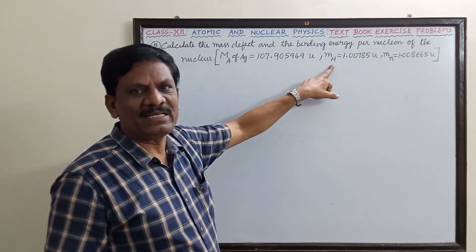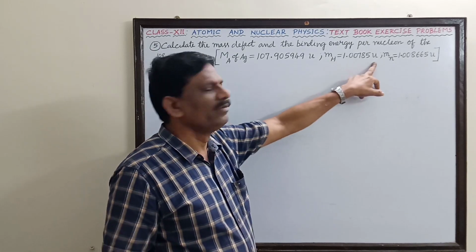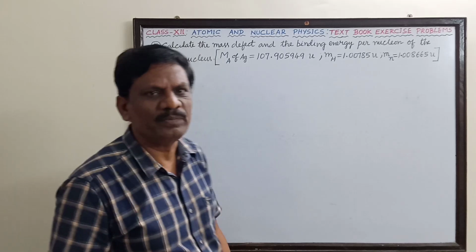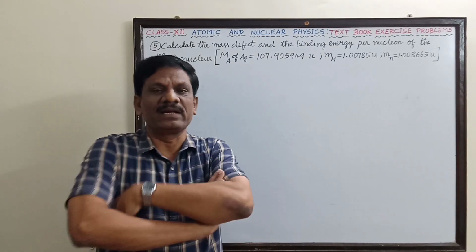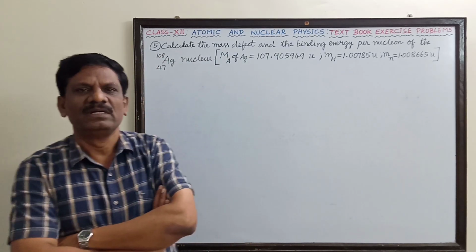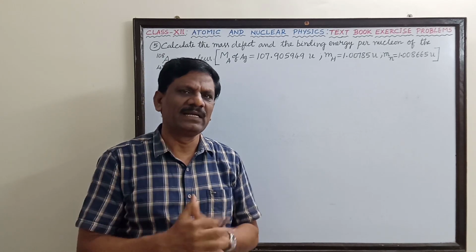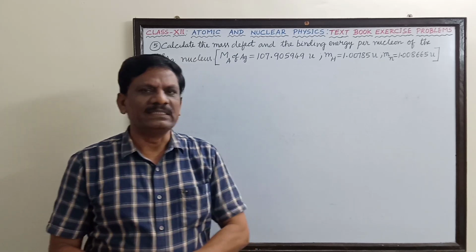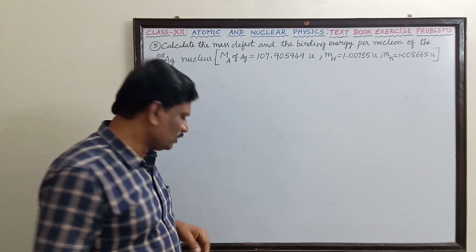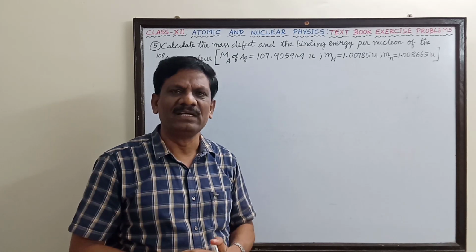And the mass of the hydrogen atom, which is the sum of one proton and one electron, is 1.00785 U. And the mass of one neutron is 1.008665 U. Now we have studied in the regular class mass defect of a nucleus and mass defect of the atom separately. When you want to find the mass defect of only the nucleus, the electrons' mass will not be considered, is it not? But here this is the atom, the mass of the entire atom is given. So the mass defect of the entire atom we are going to find out, including the mass of the electrons.